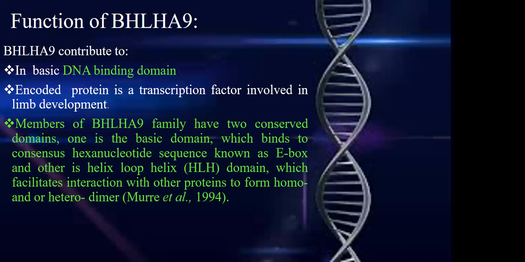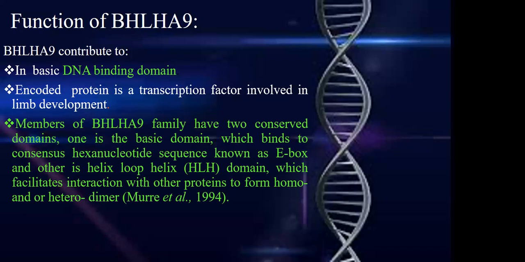One is the basic domain, which binds to a constant hexanucleotide sequence known as E-box. So the first one is the basic domain. This is a hexanucleotide sequence; the basic domain contains a 6 nucleotide sequence, called E-box. The other domain is the helix-loop-helix.